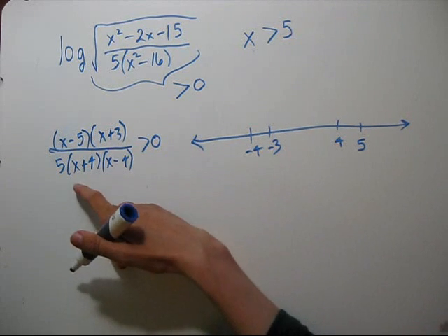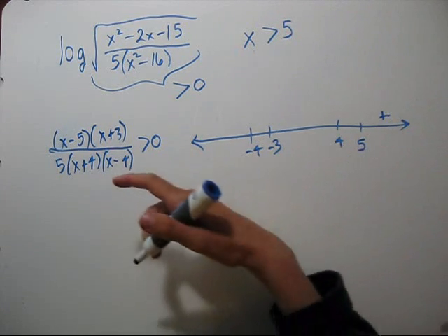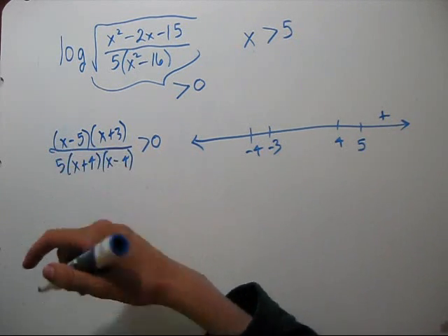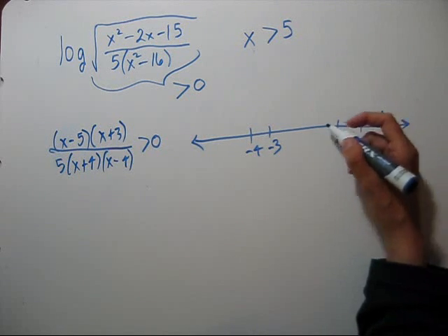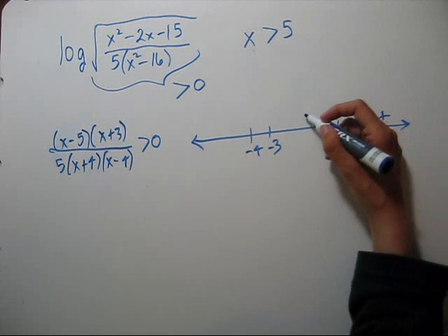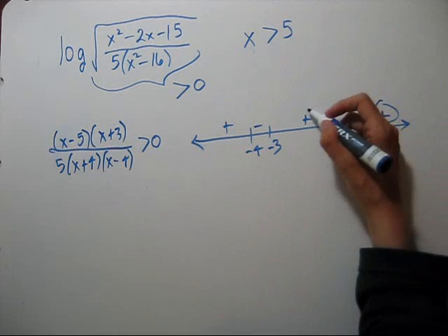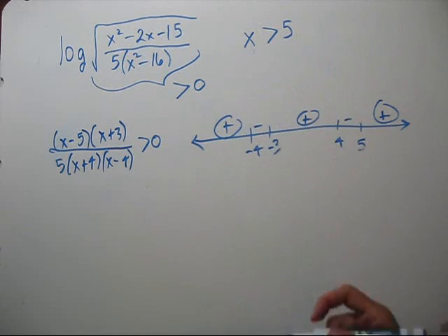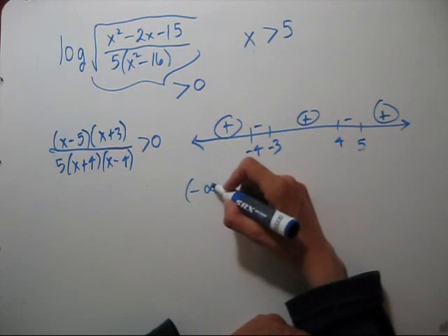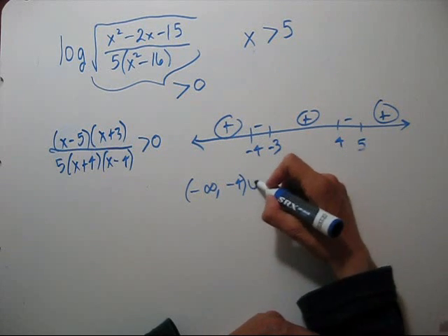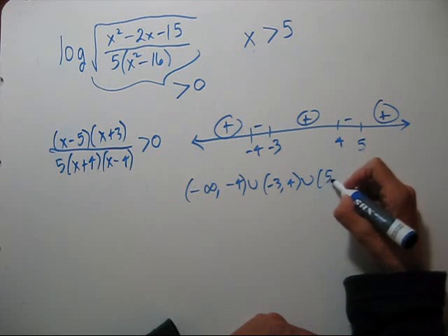And if we put in some big number greater than 5, we'll get positive. And all our factors have multiplicity 1, which is odd, so we're going to switch sign every time we cross a 0. So positive, minus, positive, minus, positive. So our domain would be -infinity to -4, union -3 to 4, union 5 to infinity.